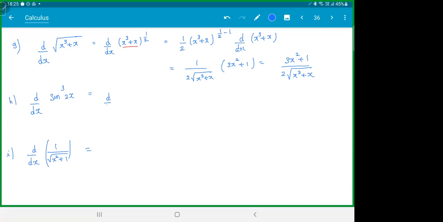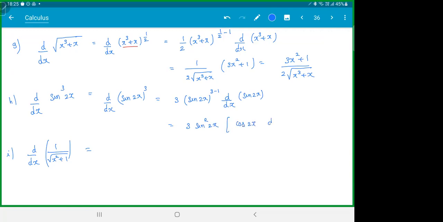H will be d by dx of (sine 2x) whole cube. So this can be written as 3 into (sine 2x) whole power 3 minus 1, and then differentiate whatever is inside. That will be sine 2x. That would be 3 sine square 2x, and sine 2x's differential will be cos 2x.